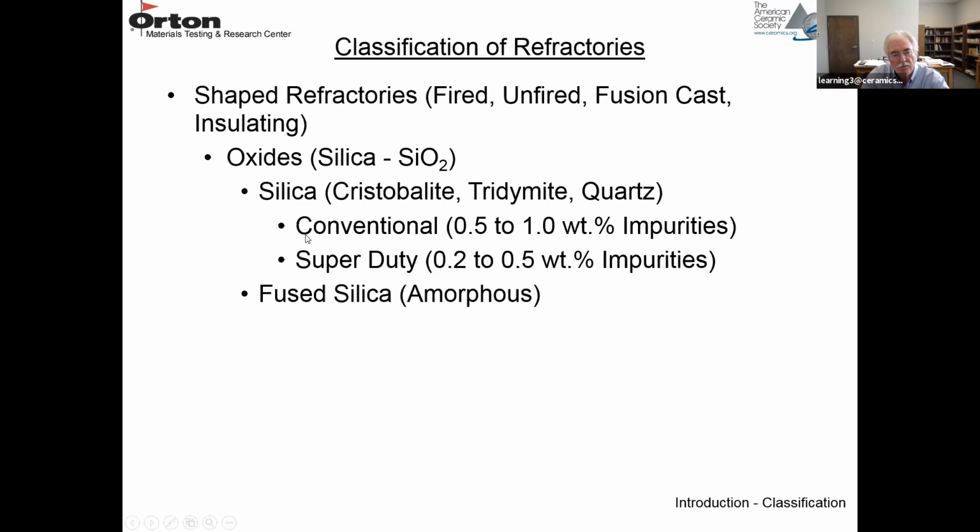And when you classify a silica refractory, it's a conventional refractory. It has 0.5 to 1 weight% impurities. If it's a super duty refractory, it has 0.2 to 0.5 weight% impurities. So a super duty is a little bit more pure than a conventional silica refractory. So silica is crystalline in one of these three forms: cristobalite, tridymite, and quartz. There's also another version of silica which is amorphous called fused silica, which has certain unique properties relative to the crystalline silica, such as low thermal expansion.